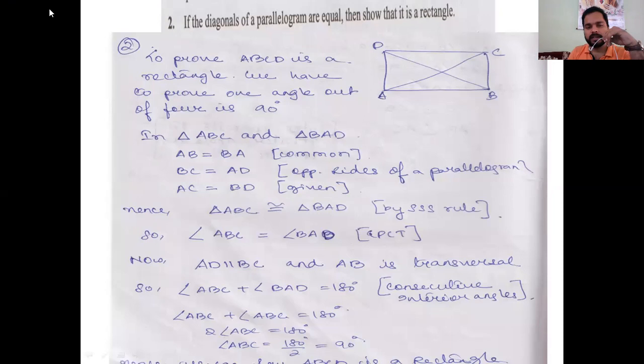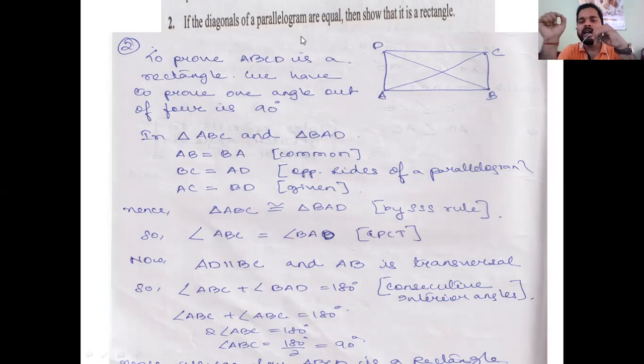Here you see in question number 2, if the diagonals of a parallelogram are equal, then show it is a rectangle. See, it is already told that it is a parallelogram. Also it is told that the diagonals are equal. As I told you, a rectangle can be a parallelogram, but a parallelogram cannot always be a rectangle. Why? There is a little bit of difference in property between a rectangle and a parallelogram.